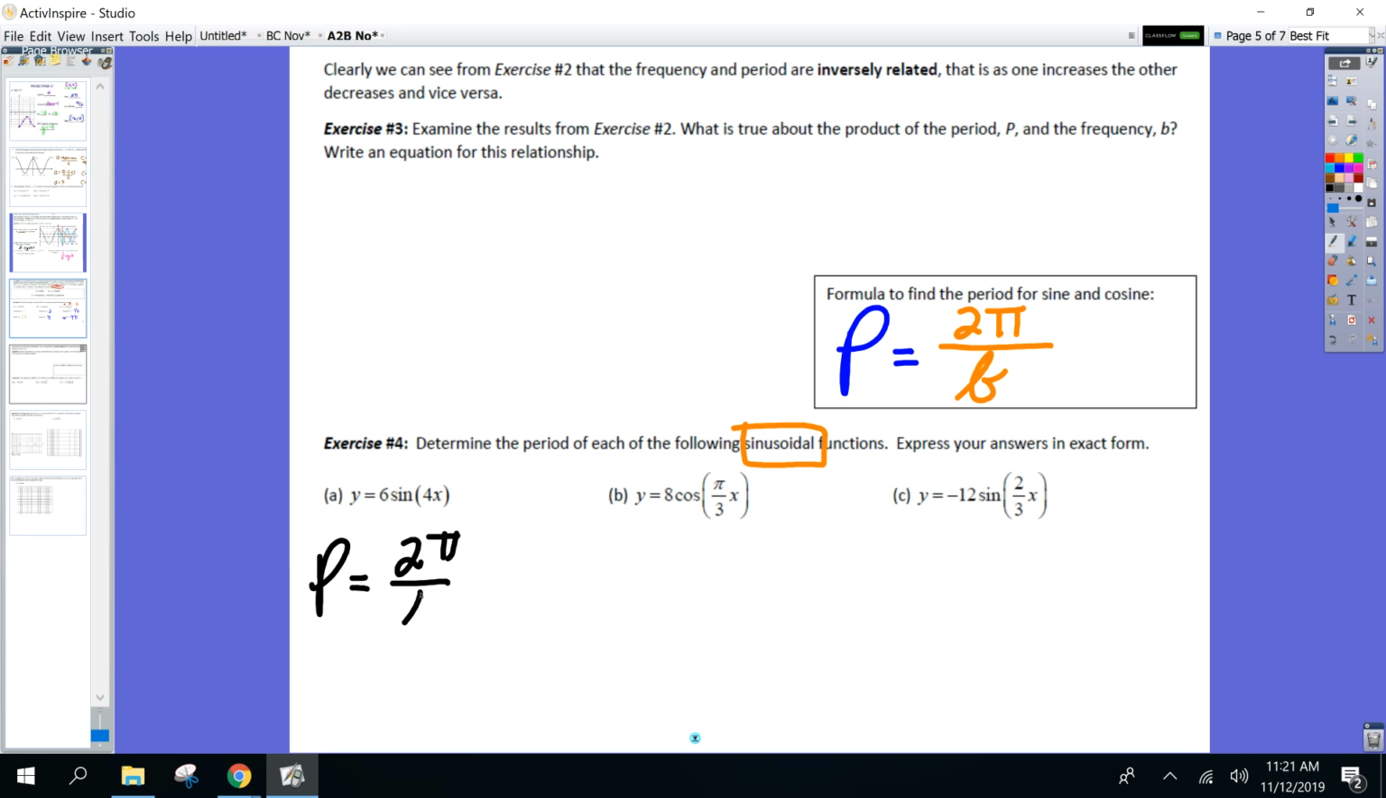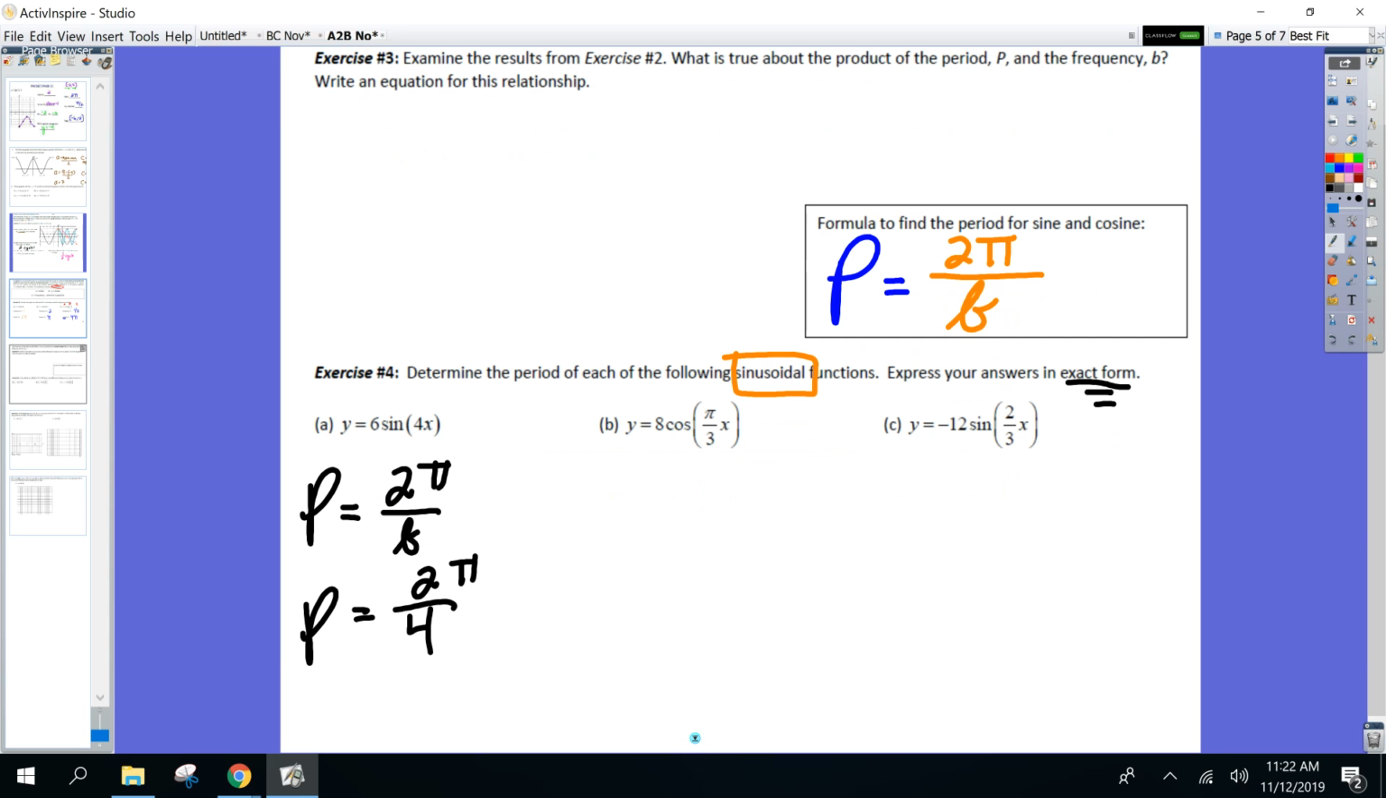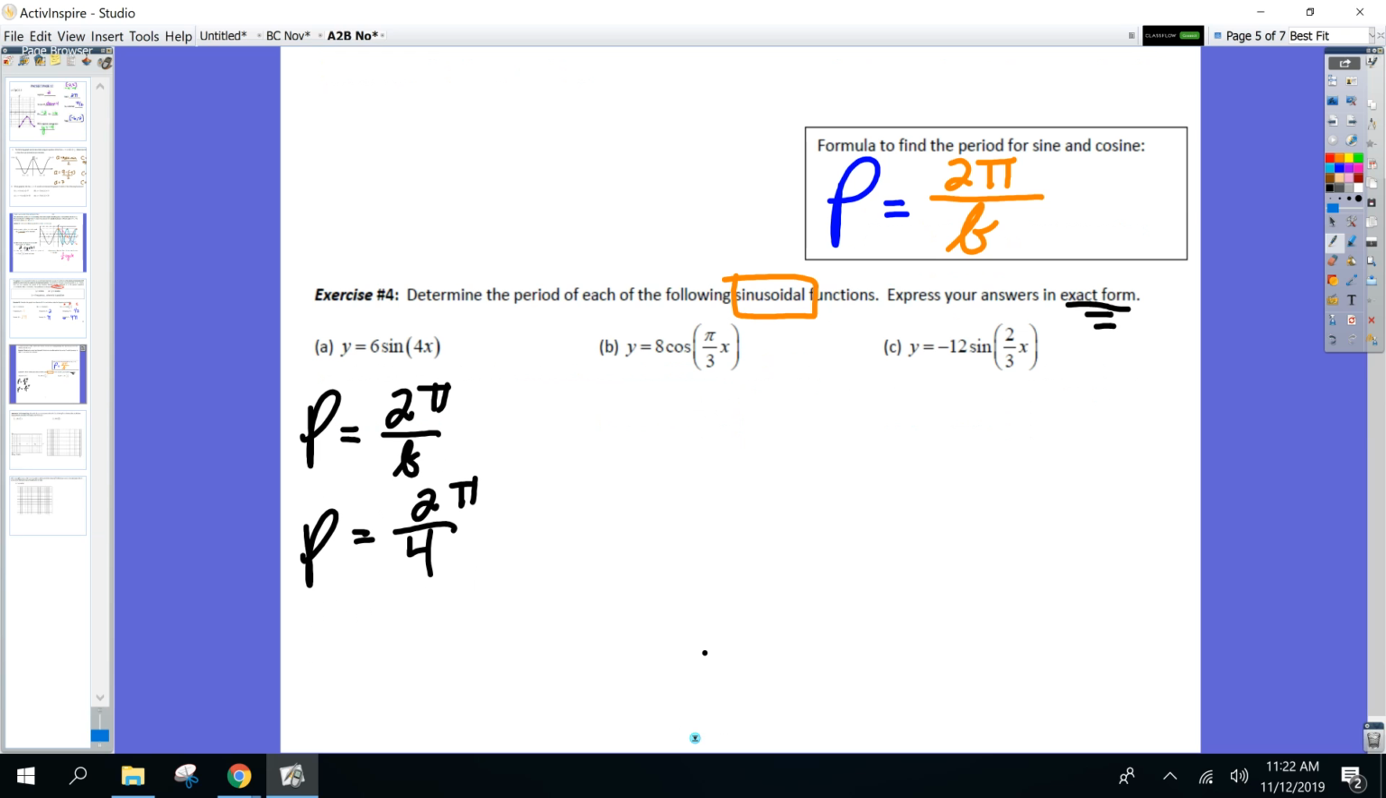2 pi over b. There's a number now, Grace, plugged in for b, and what is it? 4. So 2 pi over 4. Oh, hello, directions. What do I not want here? Decimals, exact form. So can you leave it 2 pi over 4? Sure. I think some of you are a little bit better than that and probably could reduce that. So the period is pi over 2.